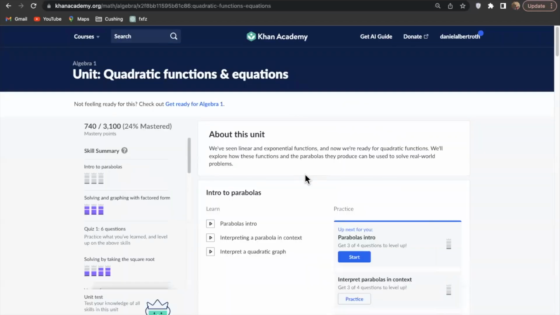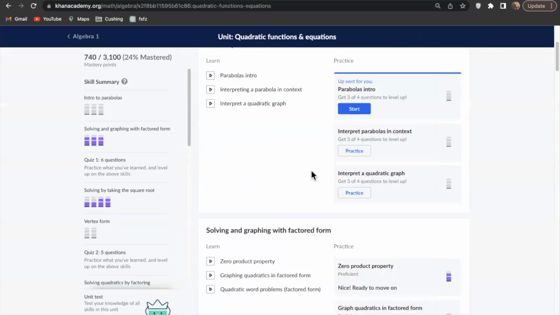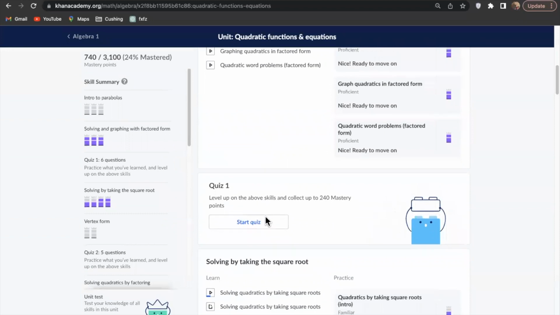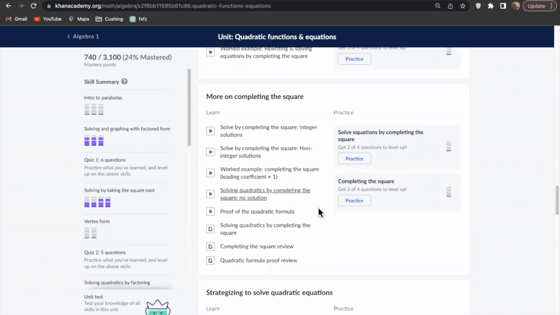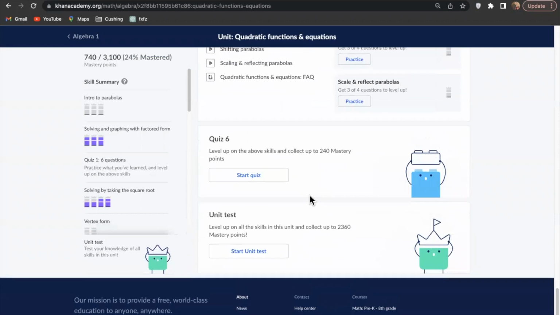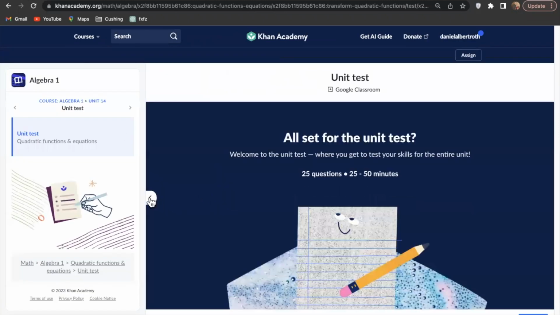I'm going to open it up. And what you'll notice is that there's a ton of quizzes that build into the test. So if you're struggling with any of the specific types of questions, just go into the smaller question sets. And I think there's 6 quizzes. You can see quiz 1, 2, 3, 4, 5, and 6. So all of the questions for the unit test kind of feed from those 6 quizzes. There's a ton of different stuff. So I'm going to do my best to try to cover a broad set of topics with quadratic functions. And hopefully this helps. All right, so let's check it out.